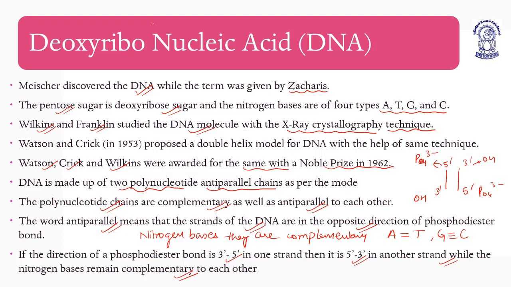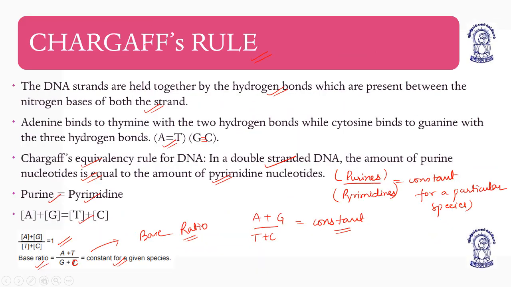DNA is made up of two polynucleotide antiparallel chains. The phosphate backbones are present on the outside, and the nitrogen bases are complementary to each other. Then Chargaff's rule, which I told you: the base ratio A plus T upon G plus C remains constant, and A plus G upon T plus C, purines upon pyrimidines, is equal to 1. A is equal to T, G is equal to C.